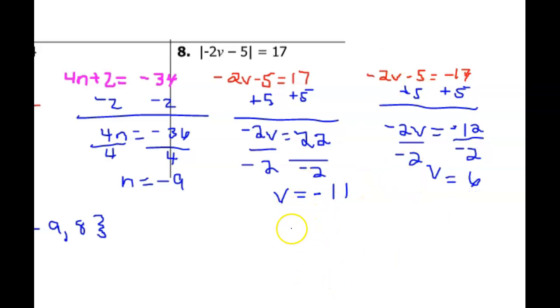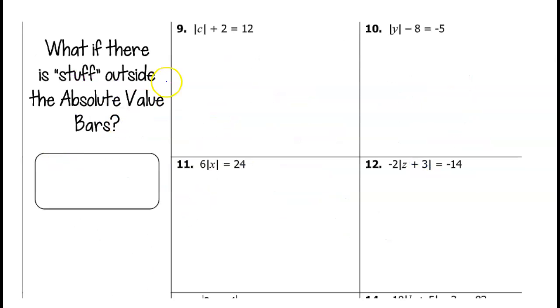So for my solution set, I am going to have v equals negative 11, comma 6. All right. Now, pausing this, with the absolute value, that is not good. We need to go back to step 1.